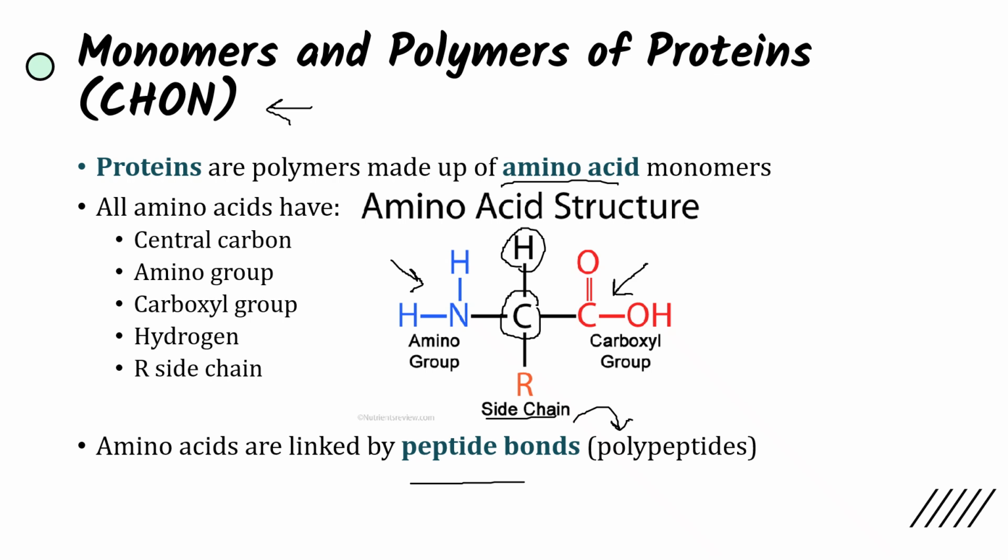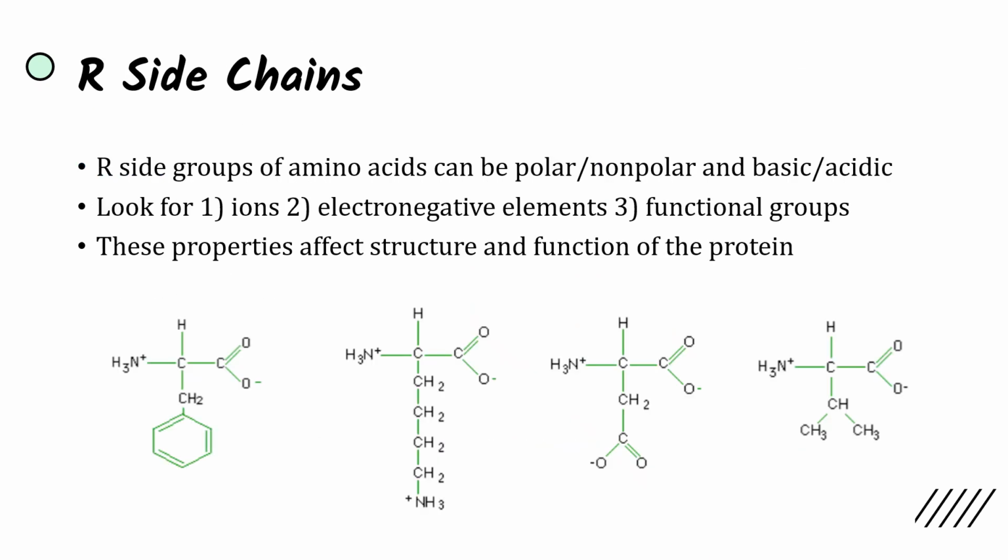the R side chains. Now, the R side chains, or the R side groups of amino acids, can be polar slash nonpolar, so they're charged or not charged, and also basic or acidic. They can give up hydrogen atoms, or they can accept hydrogen atoms. So when we're looking at the different properties of side chains, we're looking for one, are there ions? That's going to make them charged. Two, electronegative elements. Is there going to be polarity? And three, do we have functional groups that could be acidic or basic? And so these properties are going to affect the structure and function of the protein.